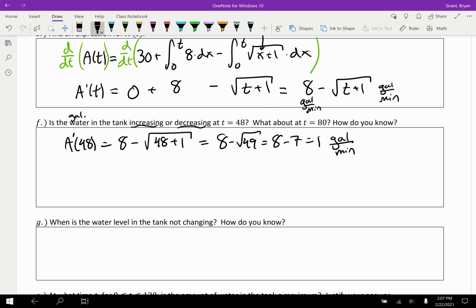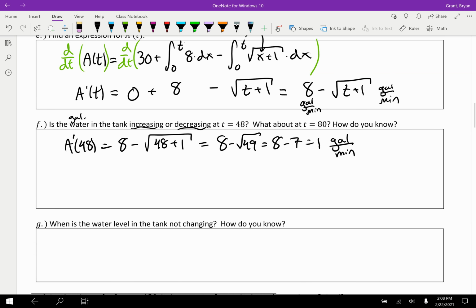All right, well, what does that mean? Is the water in the tank increasing or decreasing? Well, I see two ways to interpret this. Way number one is you can say because A prime is positive, then that means our original equation A is increasing. If A is increasing, that means the water in the tank is going up, right? The amount is increasing.